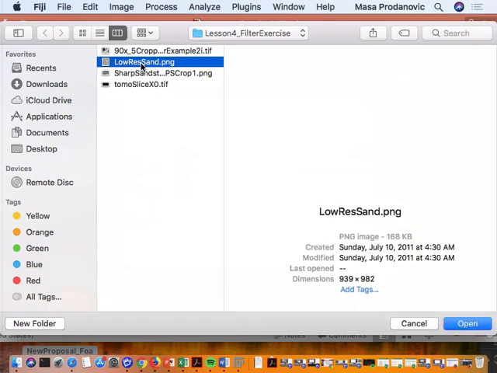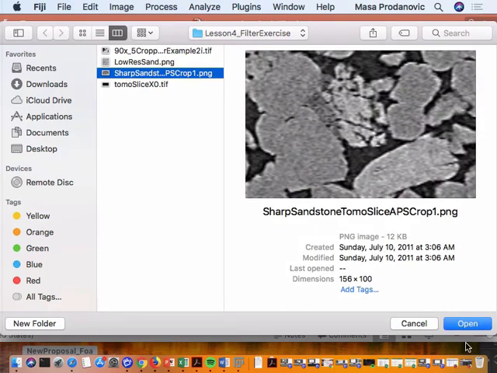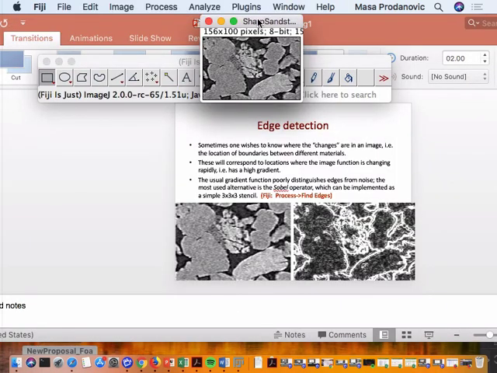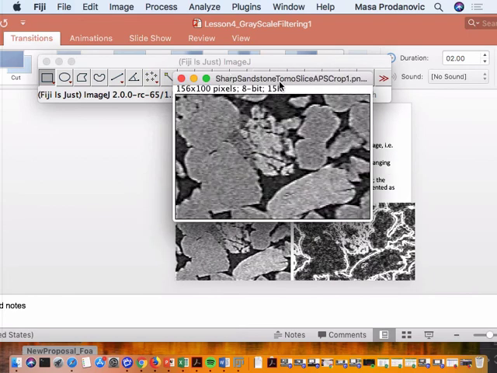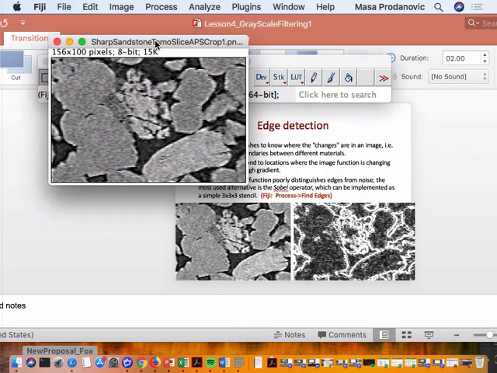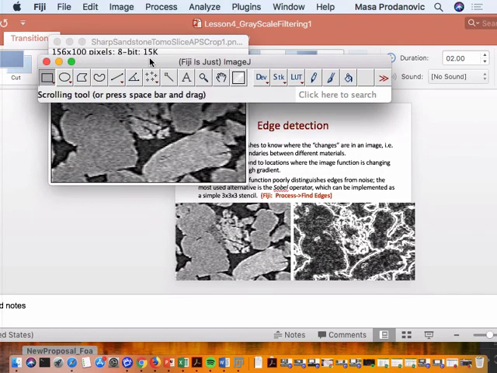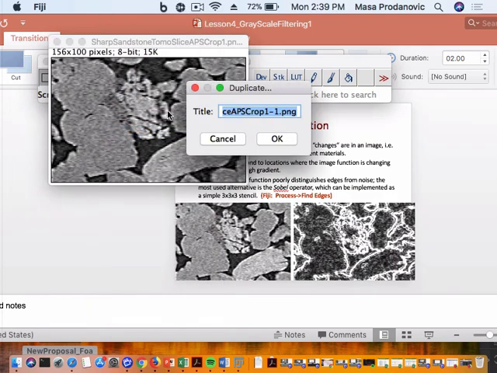Open, so I think it was the loss, no, there we go, this one. Do another copy of this just to have it.